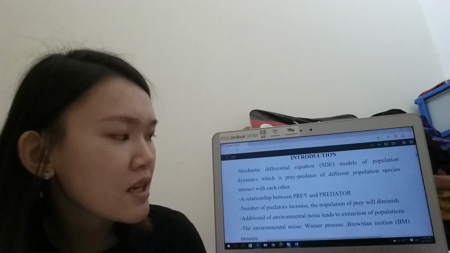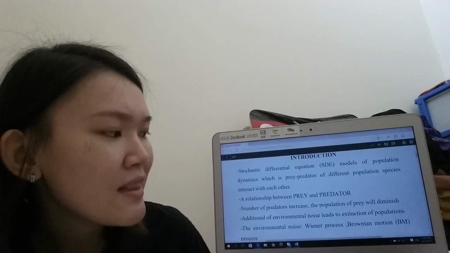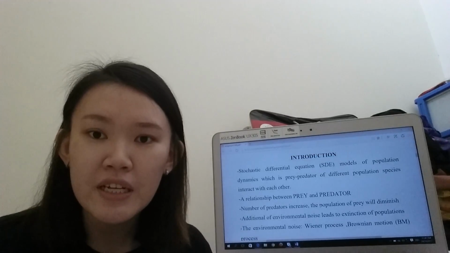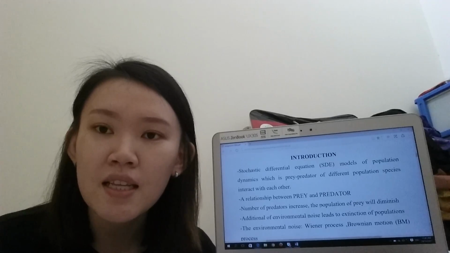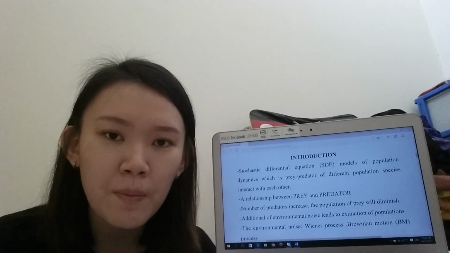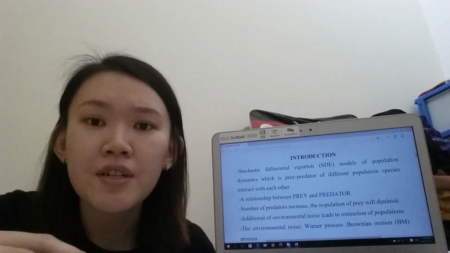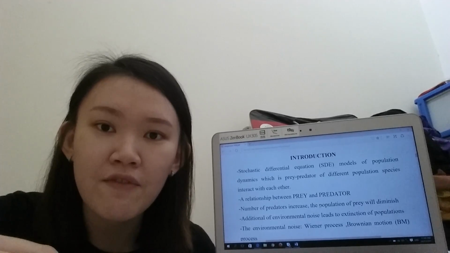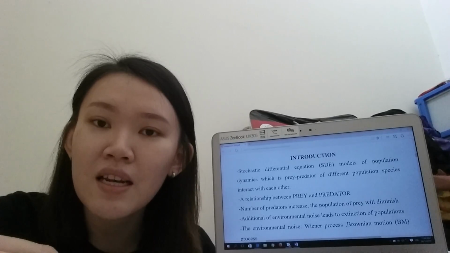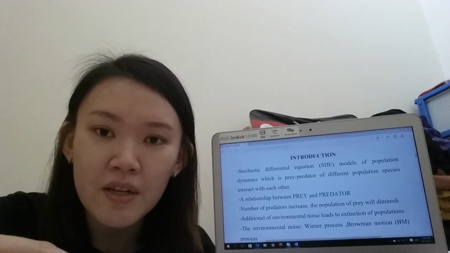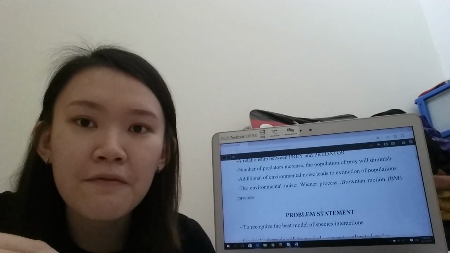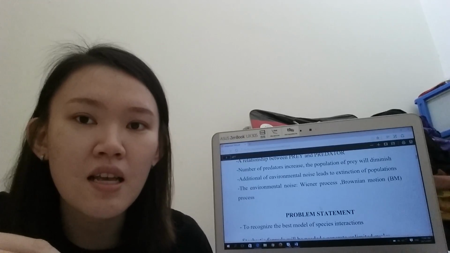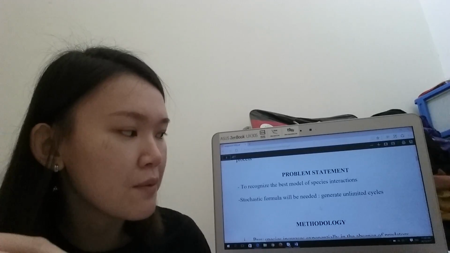First of all, the introduction. In this assignment, we will investigate the relationship between the prey and predator. As the number of predators increases, it will lead to a decrease in the population of the prey. And furthermore, the addition of environmental noise will lead to some extinction of the population species. And this environmental noise is introduced by the Wiener process, in particular the Brownian motion process as well.